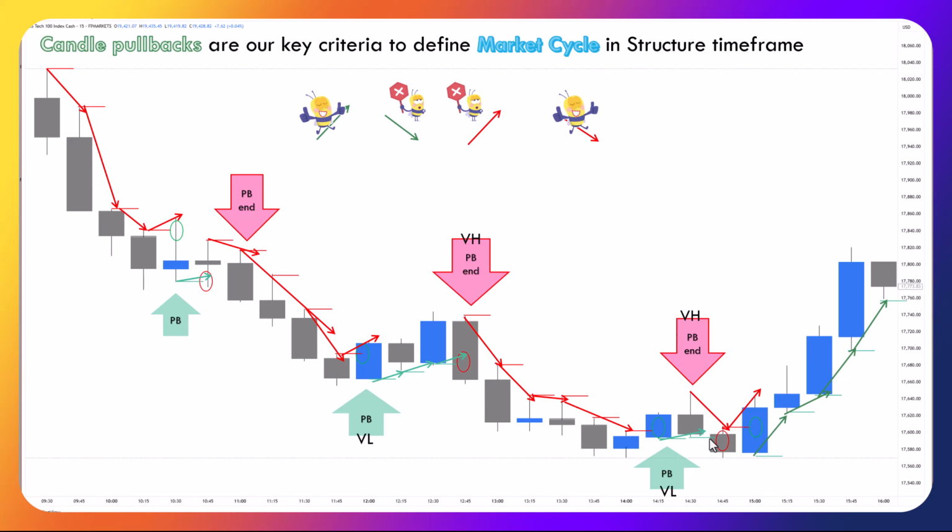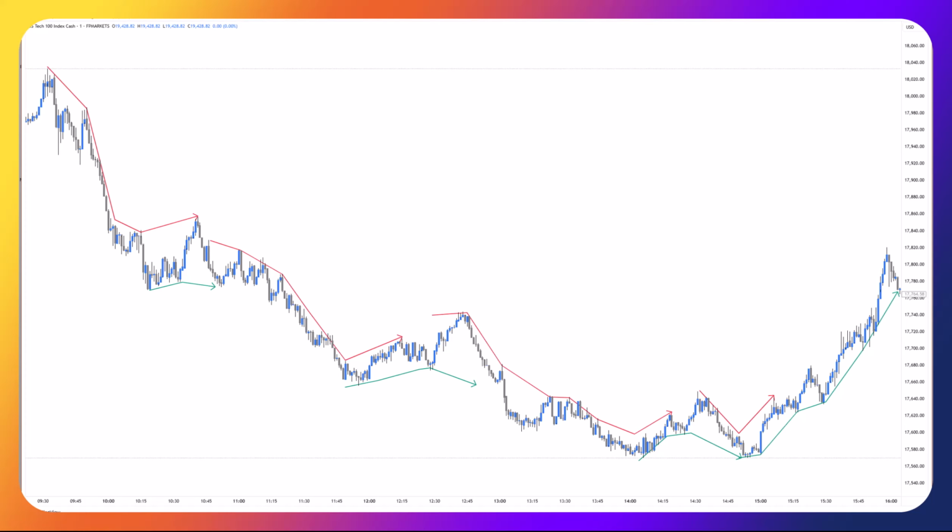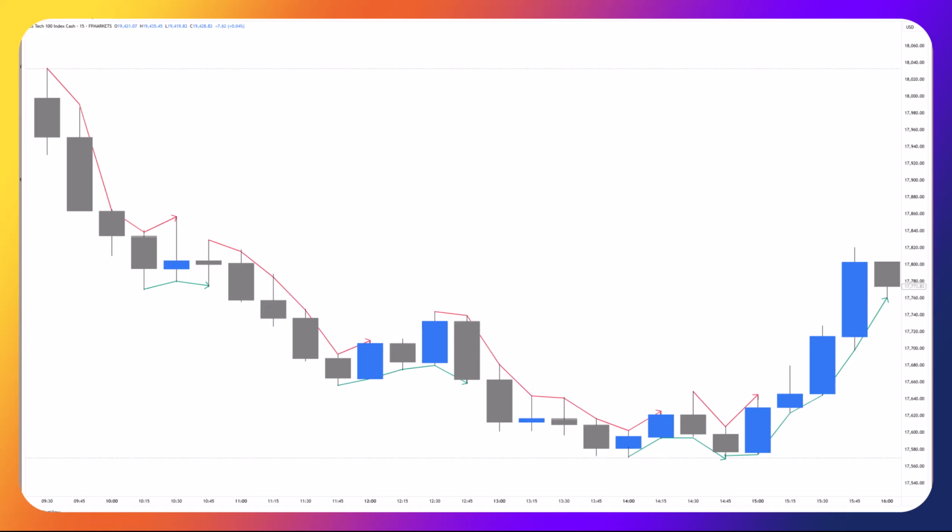Okay, here again the pullback starts, and we have a valid low, sorry, because the high of the candle is broken by the close of the bullish candle. So look at this one now. Here I'm going forward and backward.